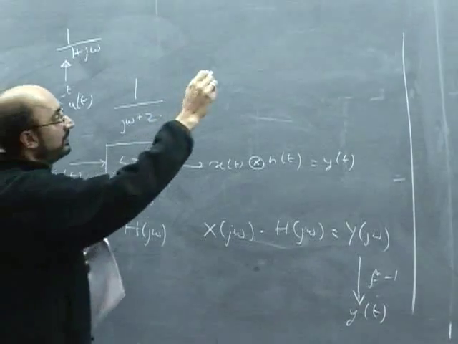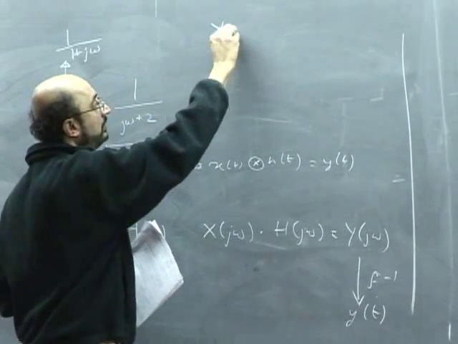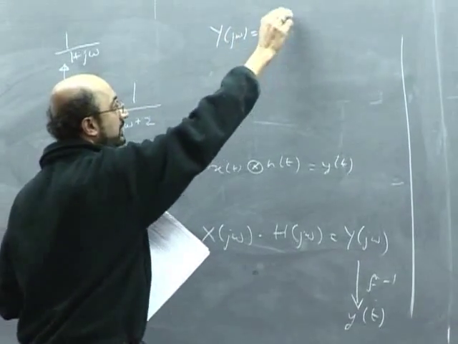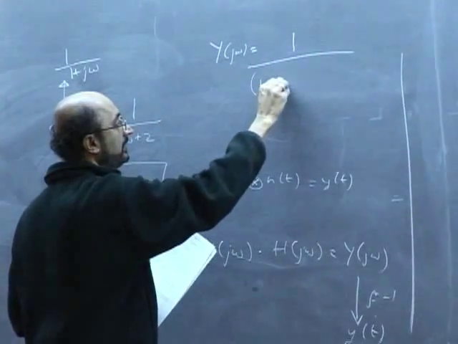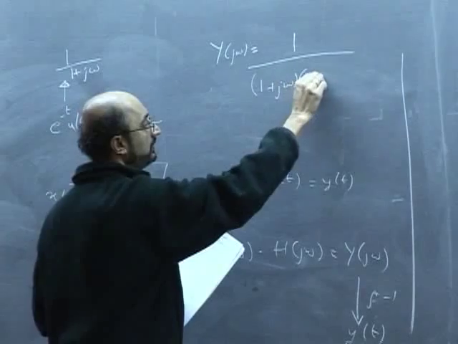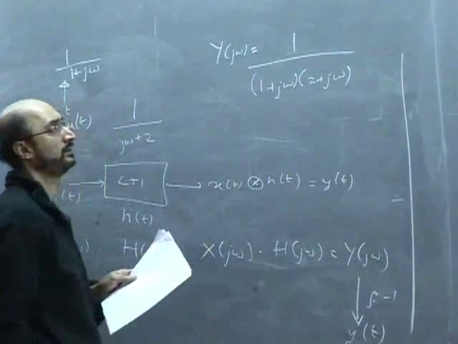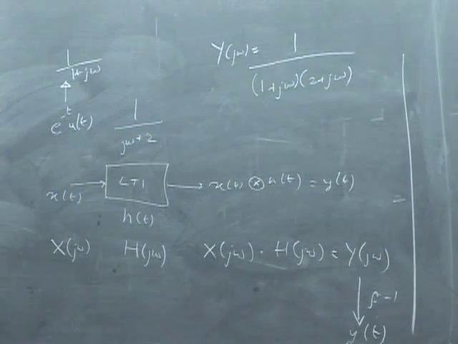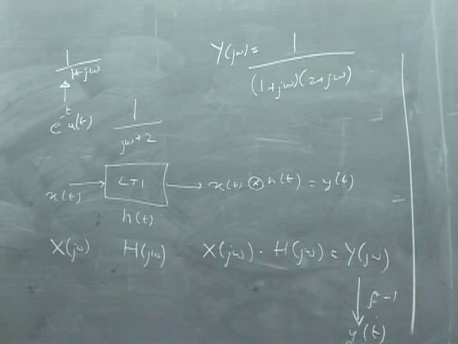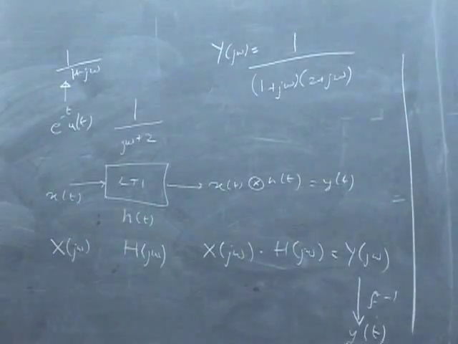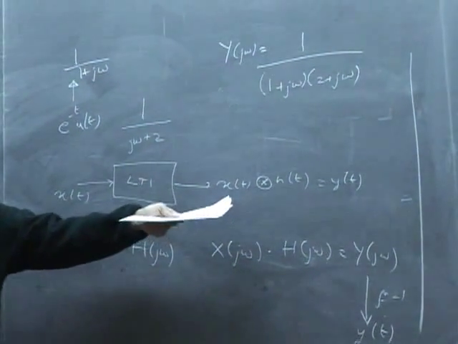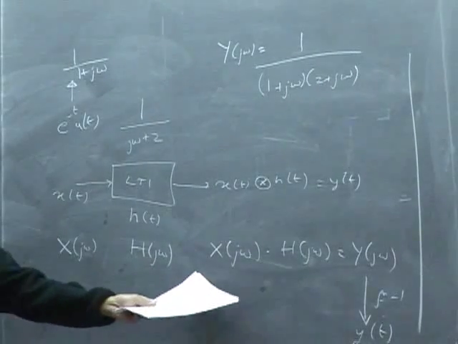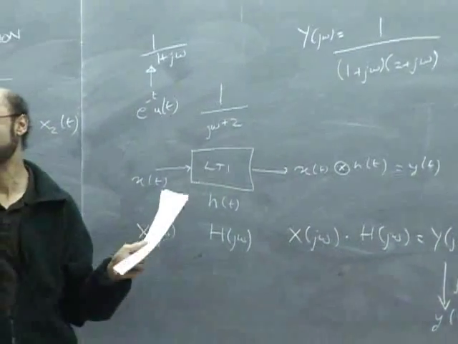So Y of j omega is going to be the product, 1 over (1 plus j omega)(2 plus j omega). That's Y of j omega just from the convolution property, because the output is the convolution of these two, as we learned about a week ago, and now we just multiply it out. And now I need to find the inverse transform.